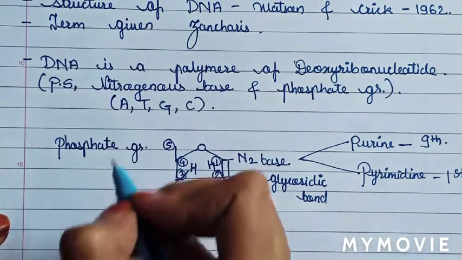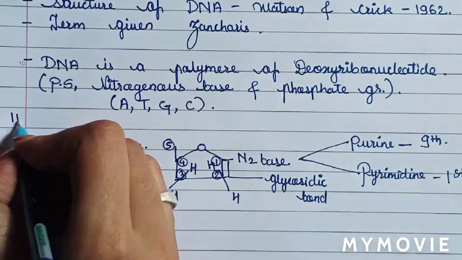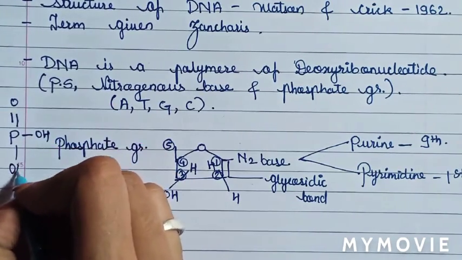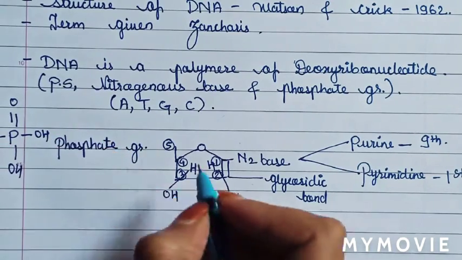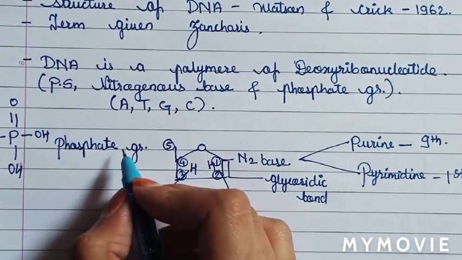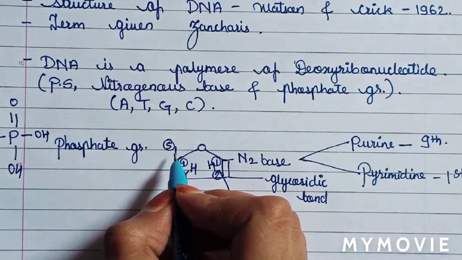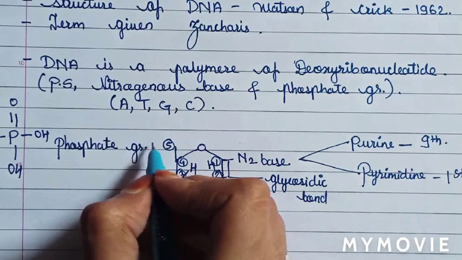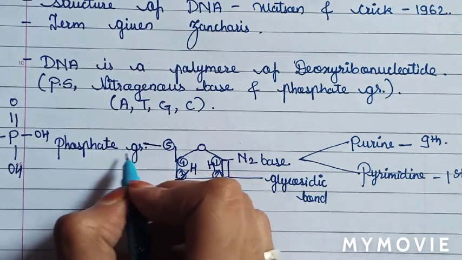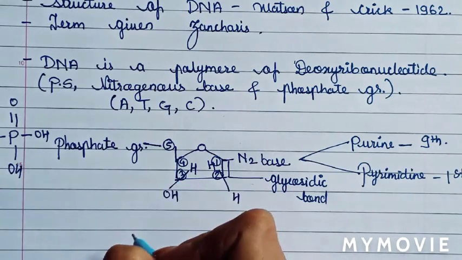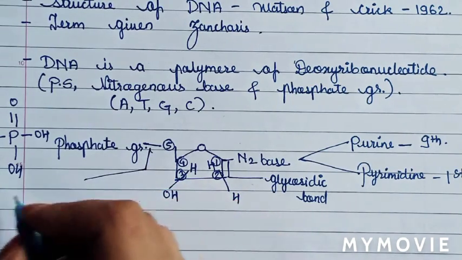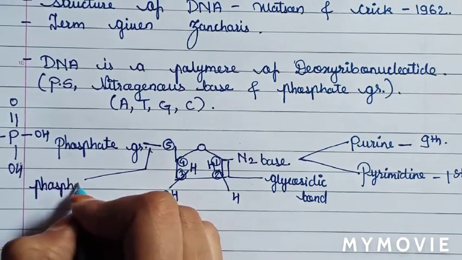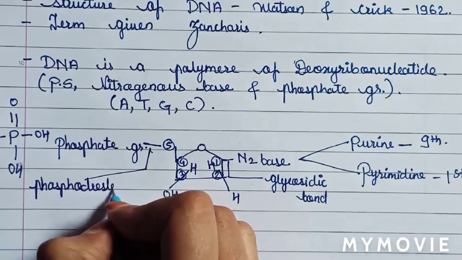Here you can see the phosphate group is going to be attached. We know that the structure of the phosphate group is like this. Here you can see OH, OH and OH. When one functional group gets attached to the 5th carbon, a water molecule is formed, and one bond is formed between the phosphate group and the 5th carbon of the pentose sugar. This bond is known as the phosphodiester bond.